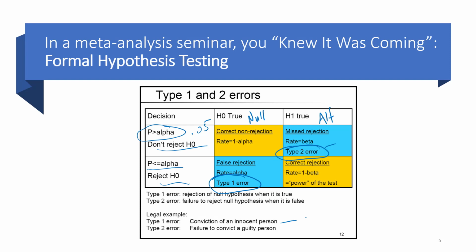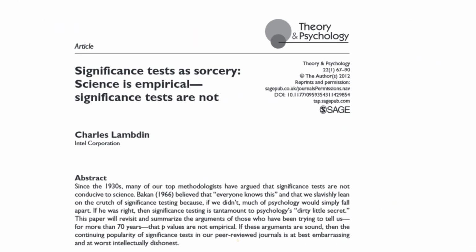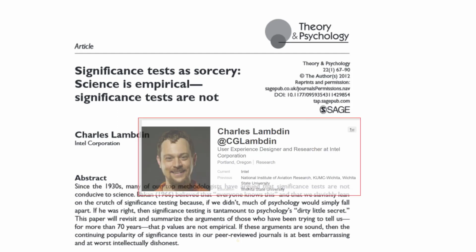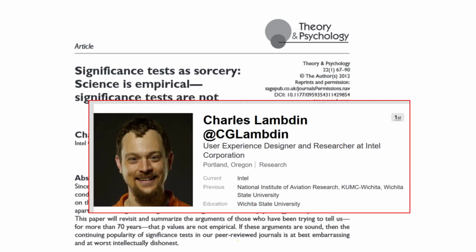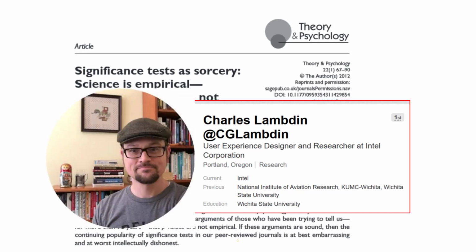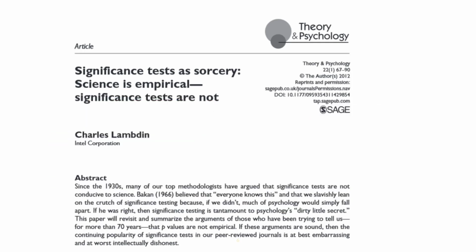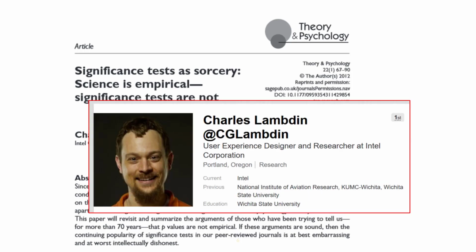So as scientists, we tend to try to avoid type 1 errors, or we probably do tend to bend over backwards and reach type 2 errors instead. But the system has been widely criticized, and one of the more provocative critics is Charles Lambden at Intel Corporation, and there's an image of him from a few years back, and here's a more recent one that I just pulled off the web. But he calls significance tests like sorcery. And so science is empirical, you get real data from science, but significance tests themselves are not empirical. Okay? And he's got a lot of reasons that we could go through.